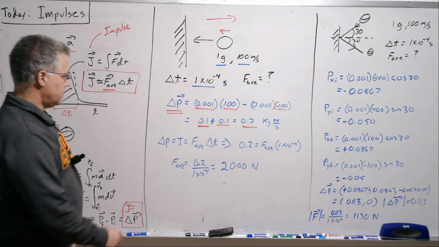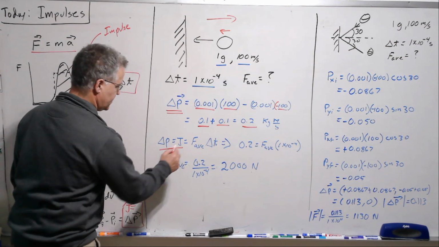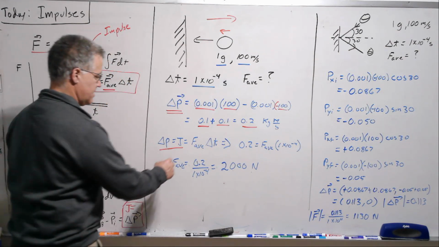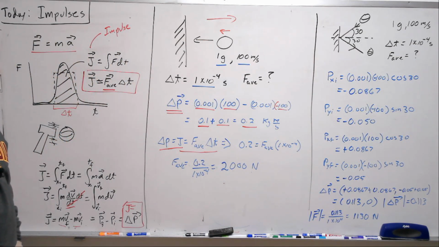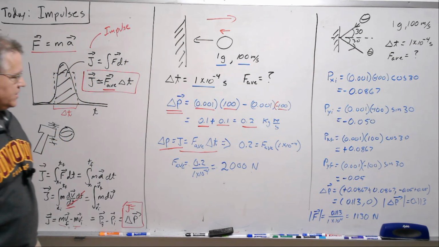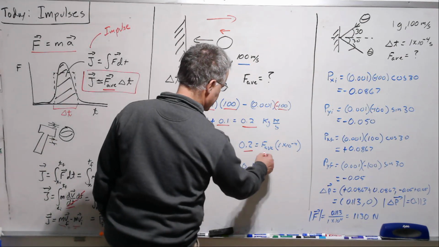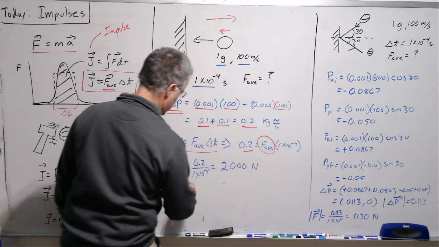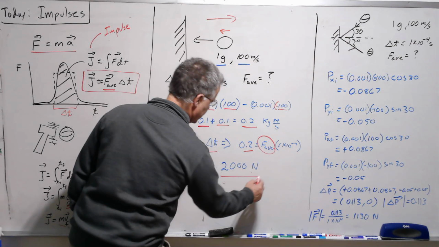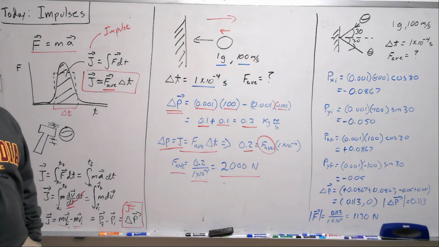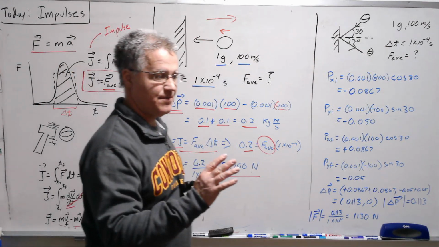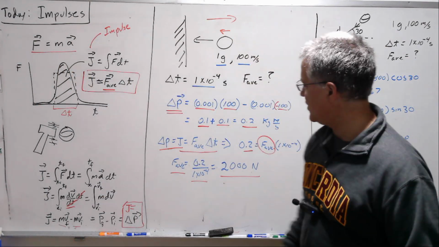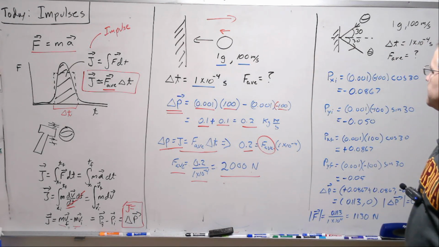All right, well, delta P is J, and J is the average force times the time. And we know the time of interaction. We know the delta P, so we can solve for the average force, and we get 2,000 newtons in this case. So these impulses are high force usually over a very short duration of time.